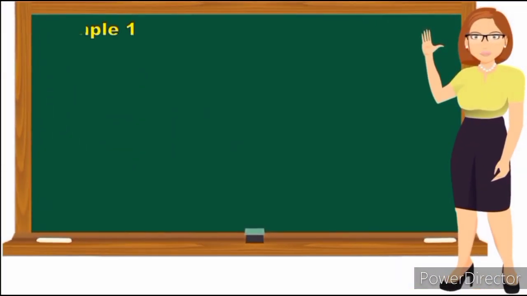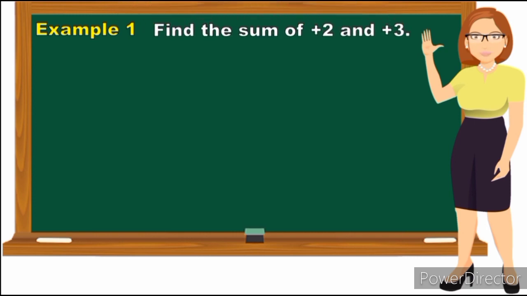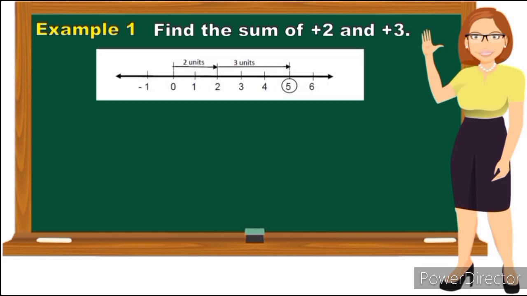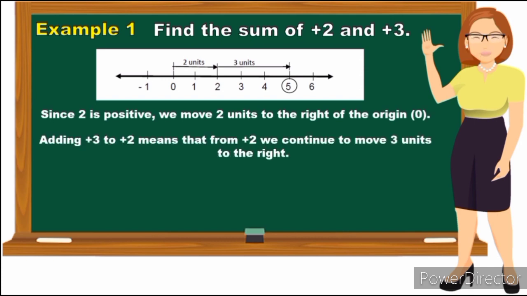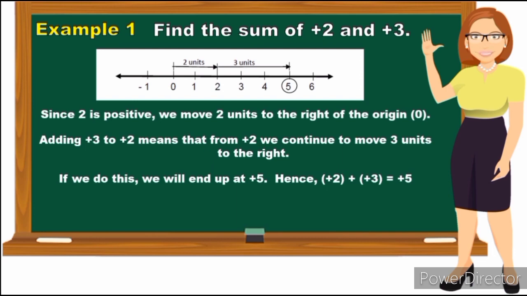Let's have example number 1. Find the sum of positive 2 and positive 3. Let's try this number line. Since 2 is positive, we move 2 units to the right of the origin. Adding positive 3 to positive 2 means that from positive 2, we continue to move 3 units to the right. If we do this, we will end up at positive 5. Hence, positive 2 and positive 3, the sum is positive 5.